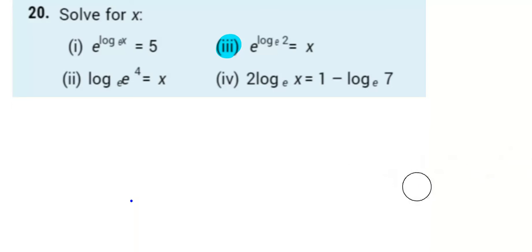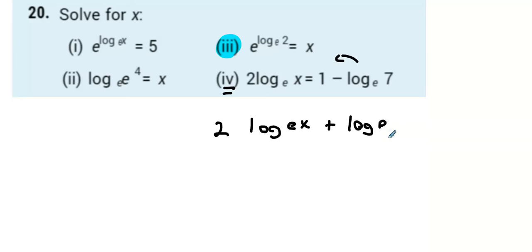Okay, now what I'm going to do next is part 4. Bring the log 7 to the right. Now, I can't add them together because they're not the same type of log, are they? If that was an x, for argument's sake, you'd have 2 of them plus 1 of them, which is 3 of them. But that's not the case here, is it? No, it's not. So I can't add them.